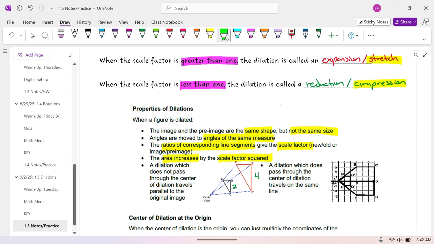Now, also, the dilation does not pass through the center of the dilation. It travels parallel to the original image. So in other words, unless you have a point that's on your center of dilation, it is not going to actually go through your dilation. For example, with the first image on the left, let's say you were centered around the origin. Notice how the center point is here and none of the new points of the red figure go through that point. If it does, you probably did something wrong.